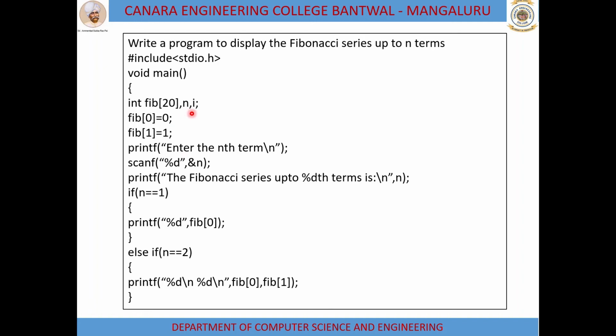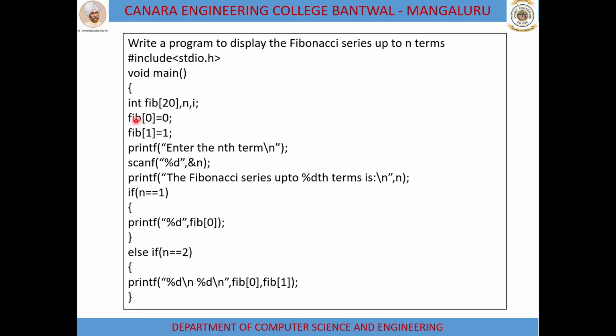This can also be done by making use of an array. Here I have taken fib as the array, whose size I have given as 20, which can hold up to 20 integers. I have declared it as an integer. This fib will be used to generate and store the Fibonacci series numbers. I declared variable n to store the nth term of the Fibonacci series, and I to access the array elements.